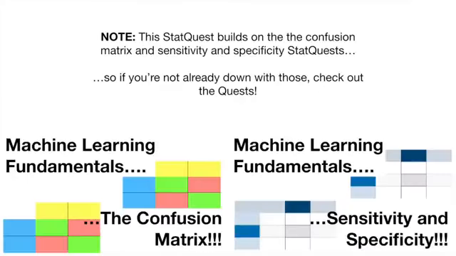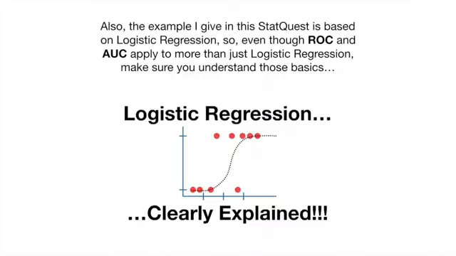Note: this StatQuest builds on the confusion matrix and sensitivity and specificity StatQuests, so if you're not already down with those, check out the quests. Also, the example I give in this StatQuest is based on logistic regression, so even though ROC and AUC apply to more than just logistic regression, make sure you understand those basics.